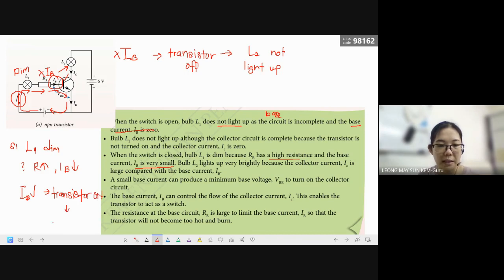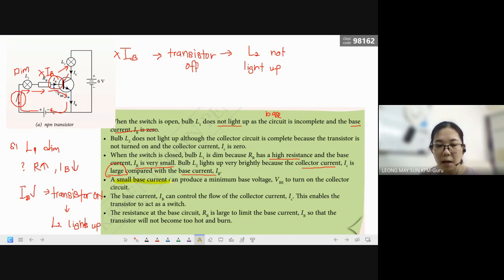Then what happens is that the light bulb L2 lights up. Now when it lights up, because the potential difference here is quite high, L2 lights up brighter than L1. Alright? Because the collector's current is very large compared to the base current. Therefore this sentence is very important.